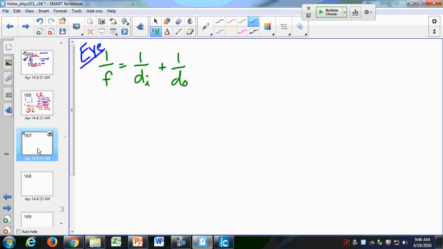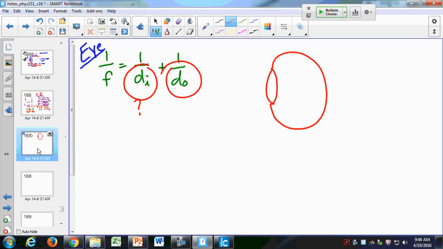What if my object distance changes on the eye? Does my image distance change? Does the image distance for the eye change? Let's sketch what the eye looks like. So I have a lens. It's a convex lens. It's actually made up of a couple of different parts, and we'll get into that. And then the image is projected back here on your screen, aka the retina.